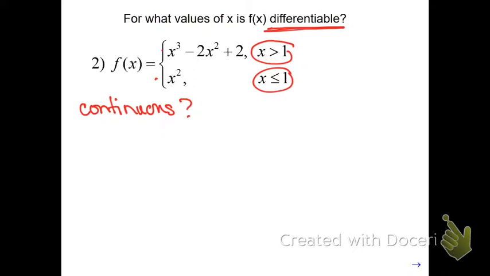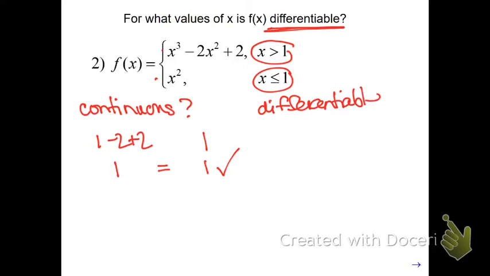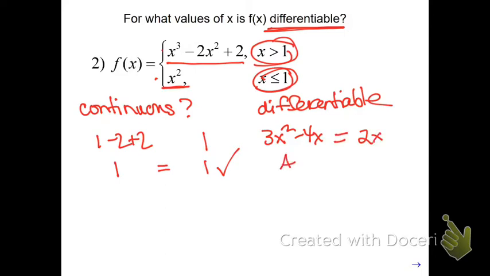So I plug in a 1 on the left side, and I'm going to get 1 minus 2 plus 2 for the left piece, and that's going to be 1. And on the right piece, I also get 1, so at least it meets the first prerequisite. It is continuous. Then you have to go on to the second part and show that it's differentiable at 1. To be differentiable, you're going to find the two derivatives and plug in the 1 also. So the derivative of this piece would be 3x squared minus 4x. The derivative of this piece would be 2x. They have to be equal at x equals 1.